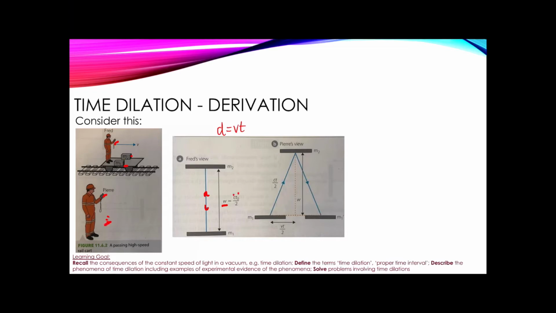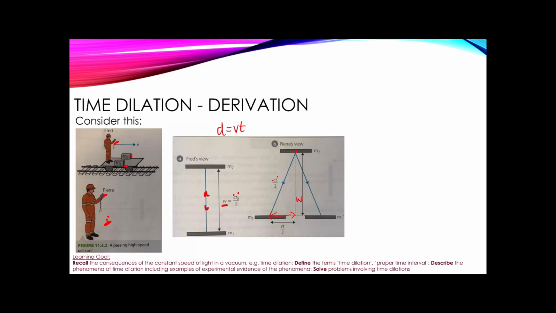If we now consider Pierre's view, so Pierre's over here, because the train is moving so fast, he actually sees the beam sort of travel in a bit of a triangle. Now he agrees that the total width of this triangle is the same. It's still traveling from mirror 1 to mirror 2, but he disagrees with a couple of other things. He notices here, sure, the velocity is the same at c, but he's going to disagree on the time. So we're going to call Pierre's time just t here, and it obviously takes half the time just to get from one mirror to the other, hence the t on 2.